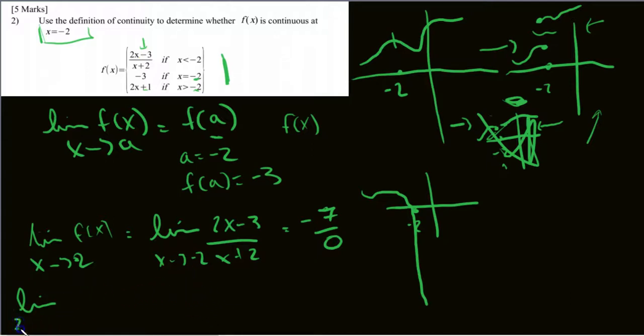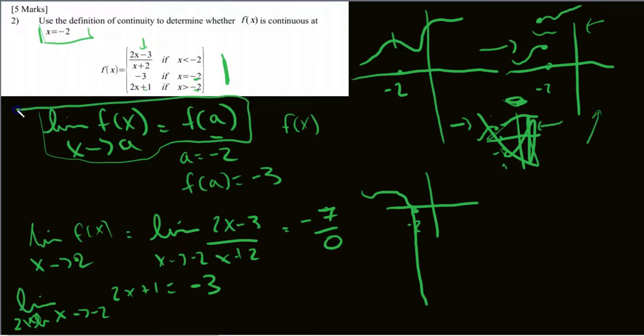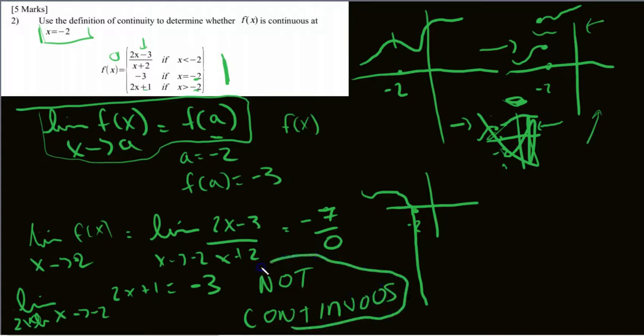Let's just evaluate the limit as x approaches -2 of 2x plus 1. We do in fact get -3, so this continuity rule does apply, but only if you're coming from the right and you're using the third equation. But since it does not work for the first equation, we have not continuous.